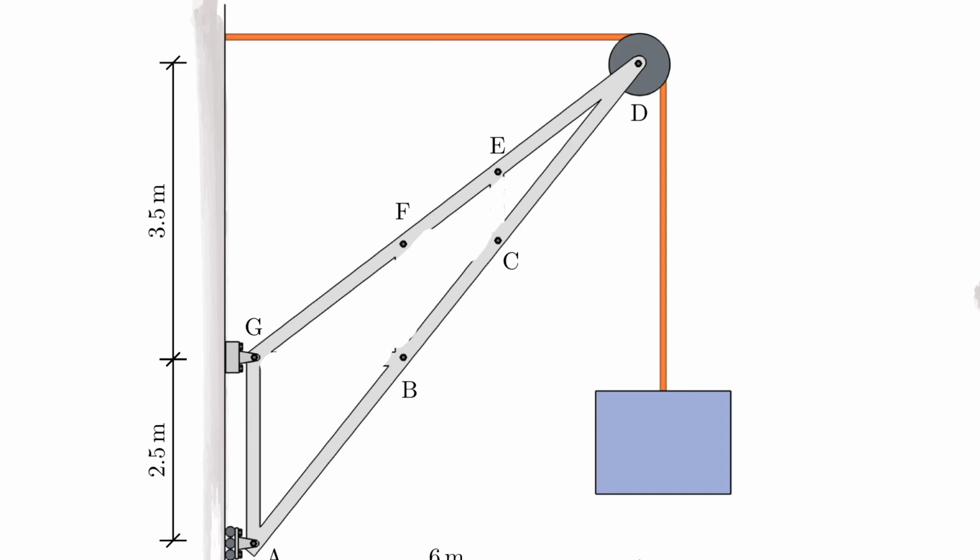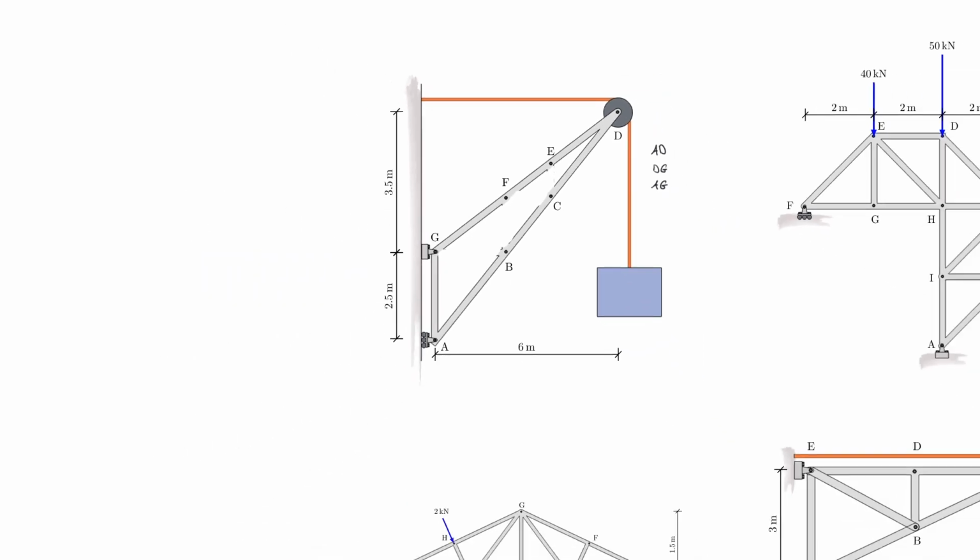So believe it or not, this entire structure actually is just reduced to these three members that you see. So effectively we have a member AD, we have a member DG, and a member AG. And that's all this structure needs. All the stuff in between would not participate in carrying the load. And you can always show that numerically as well. Let's move on to the next structure.